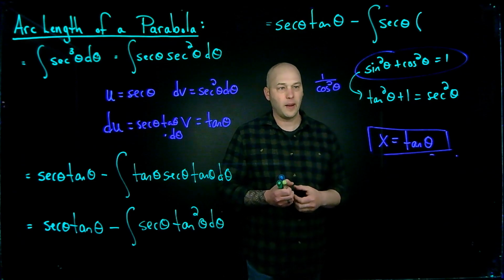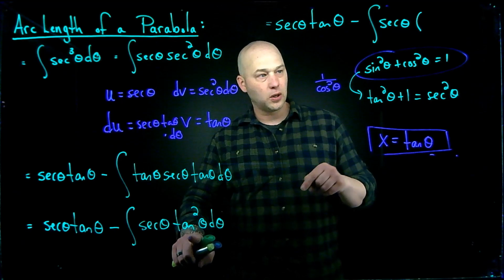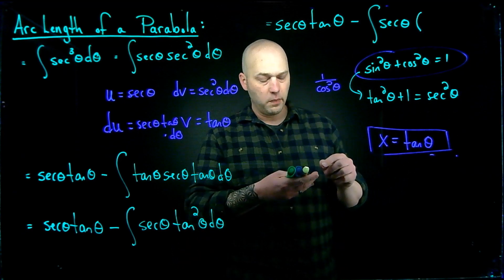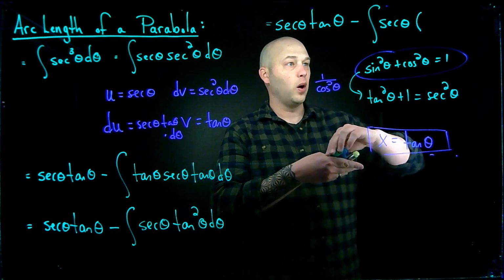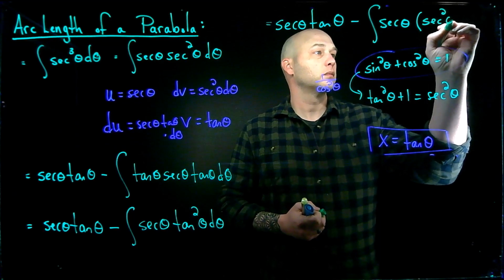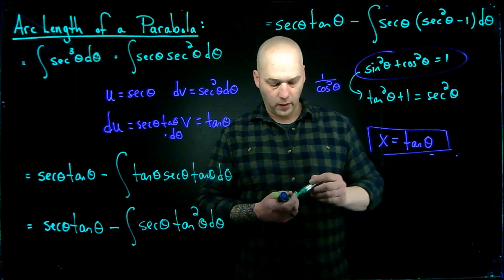stem from that. Now, notice I've got tan squared in my integrand, so what I'll do is take this and solve it for tan squared, meaning I get secant squared minus 1. And then d theta.